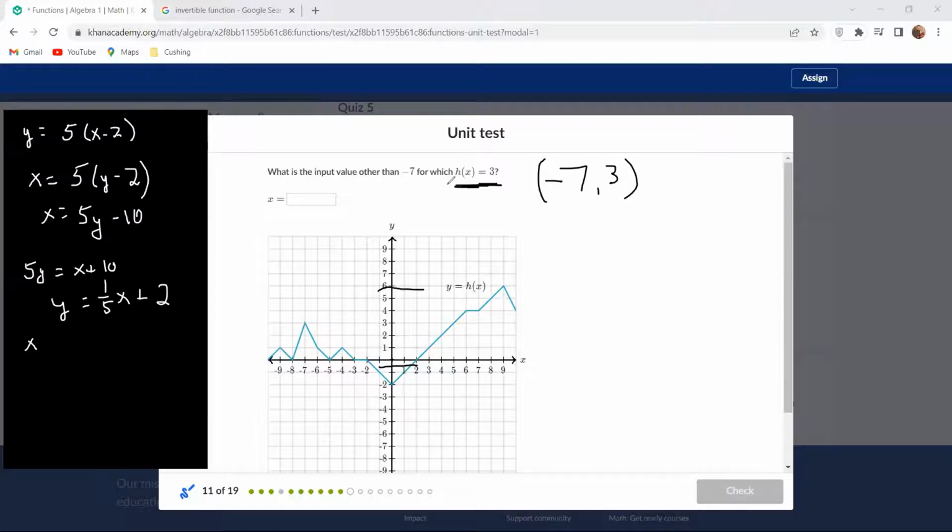Is there another input value for which the output is 3? So where else is the y value 3? That's what I'm going to look for. Where else is y 3? At -7 is, let's just do right here. So the other input would be 5. Awesome.